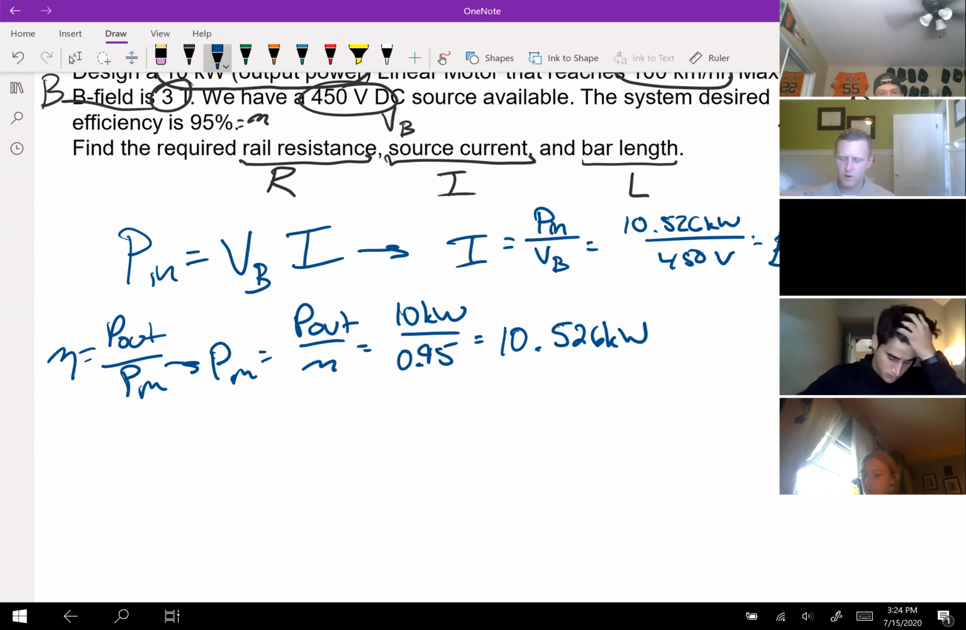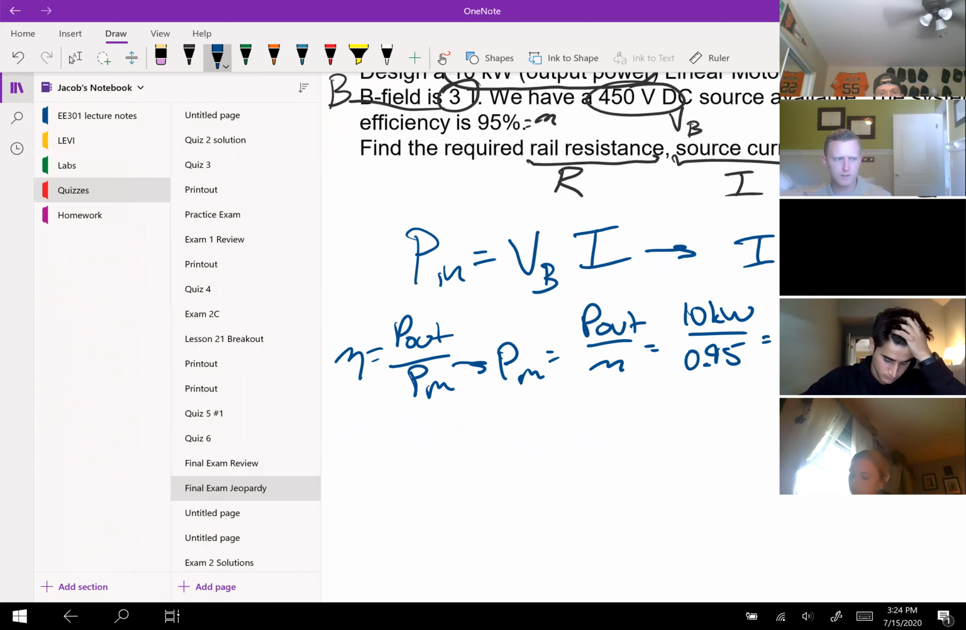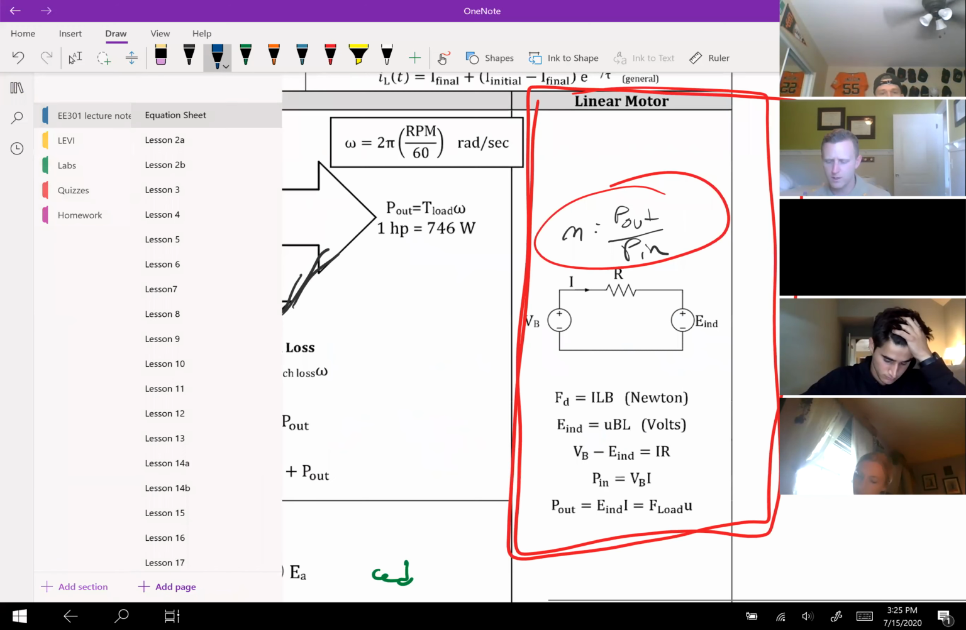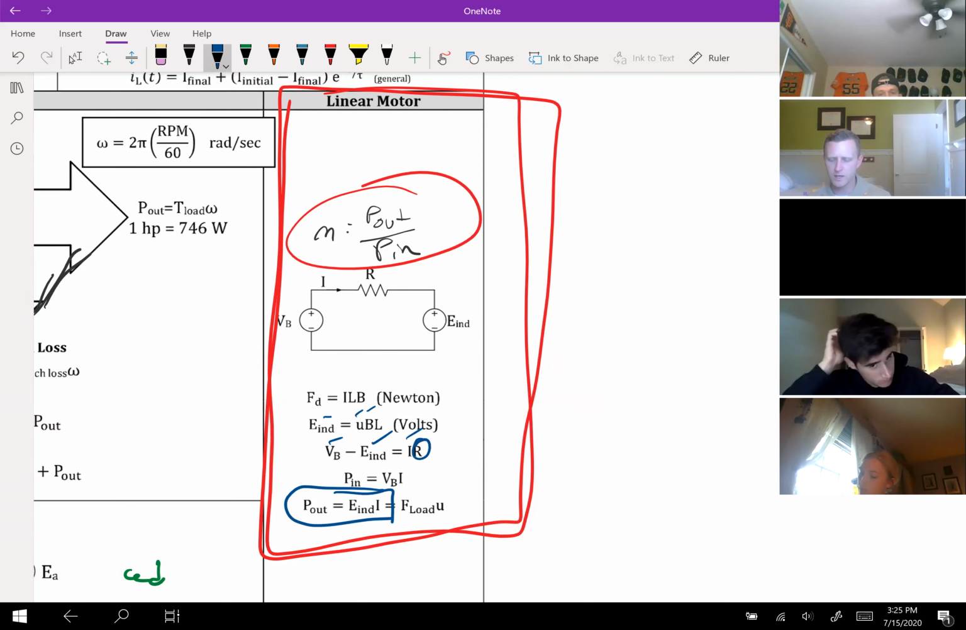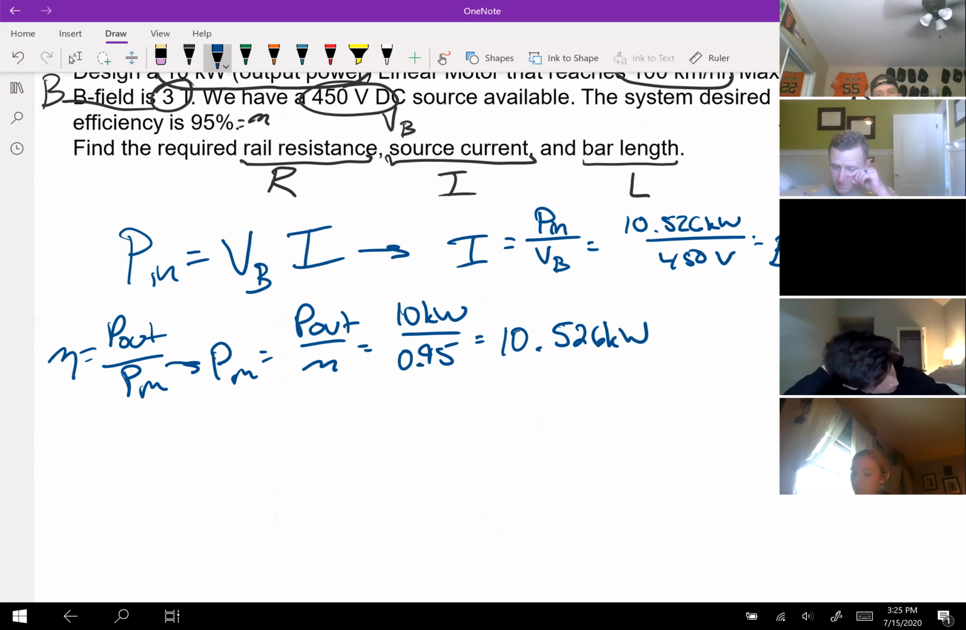The next one is R that I'm going to solve for, and that's pretty quick to look at. It's the only one where R is, right? And is that the best way to do it? Yeah, that's fine, because now that I have I, I can find E induced. And if I find E induced, I have VB, I can solve for R. And once I also have E induced, I have U, I have B, so I can get L. Which one you do next is up to you.